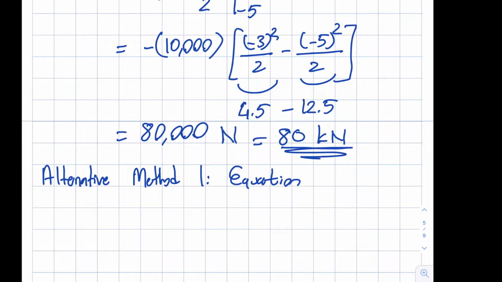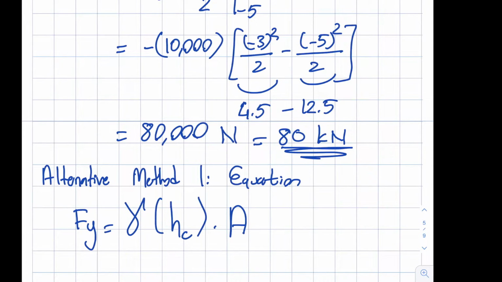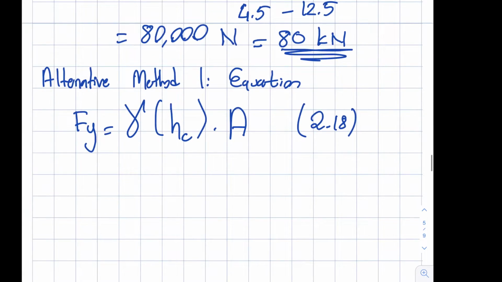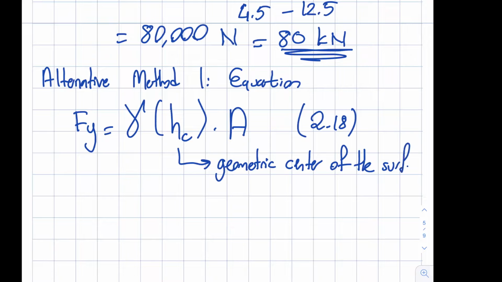Okay, there will be an equation and I'm going to write it for you. Fy will be specific weight times hc, which is the geometric center of the plate, I'll write it down, times dA. Okay, and if you are looking at the Munson-Young-Okiishi 8th edition, this is 2.18. Okay, and then I'm going to define what h is. As I mentioned, it's the geometric center of the surface. Geometric center, fairly easy to find.